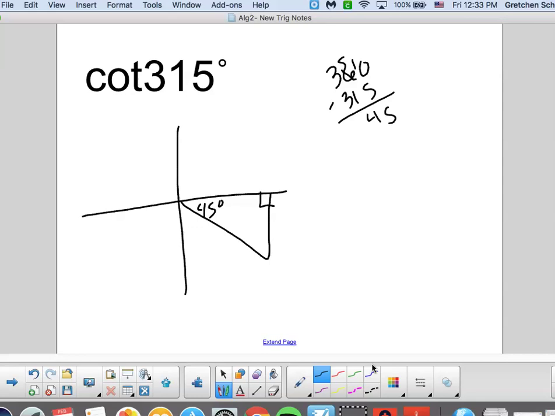What do you label your legs? 1, 1, hypotenuse. What's positive down here? Cosine. All students take calc. Cosine is positive. If we want to find cotangent, what do we find first? Tangent. What ratio is tangent? Opposite over adjacent, positive or negative? Negative. So it's really just negative 1.